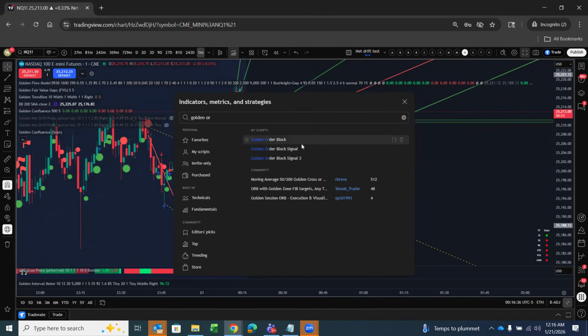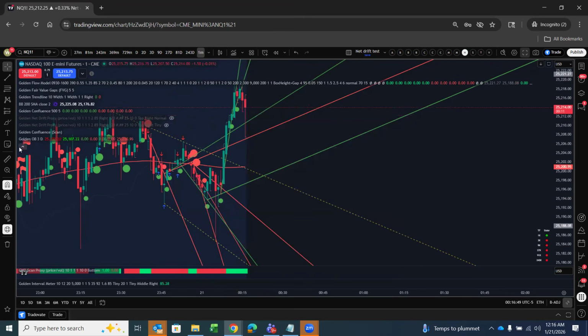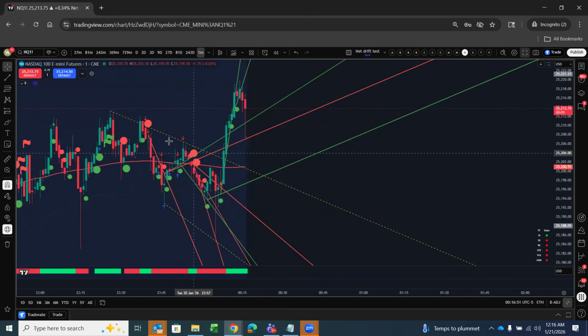and you may not get used to it, or you may not size it right until you play around with it. You have to play around with the price and the time. But I think the indicator works pretty well. You can use the golden order block indicator, and it'll work pretty much the same.